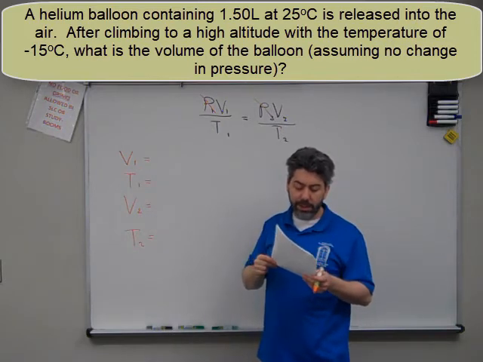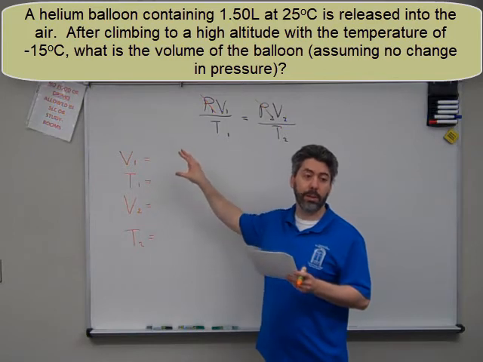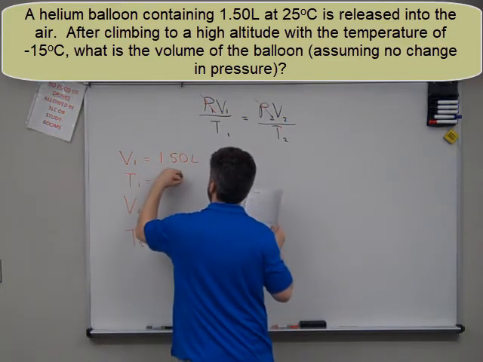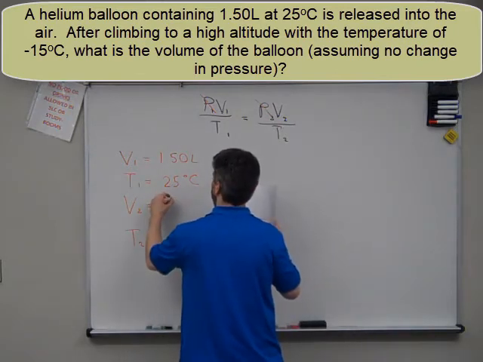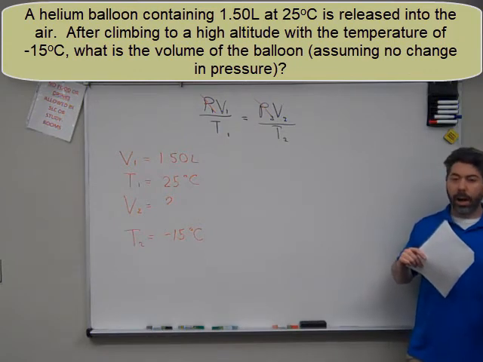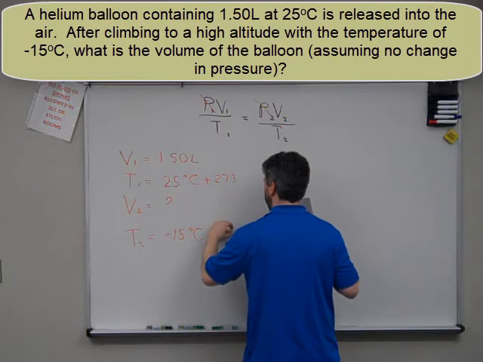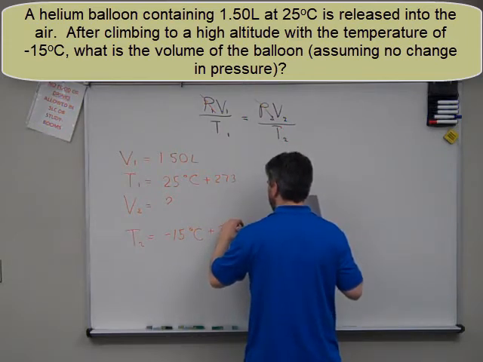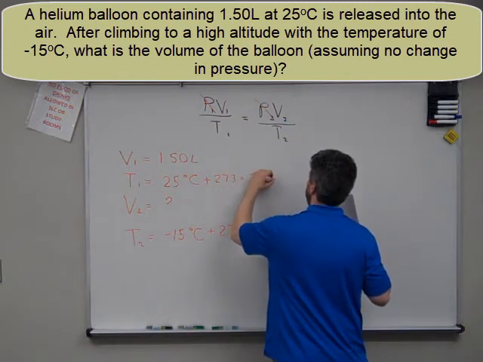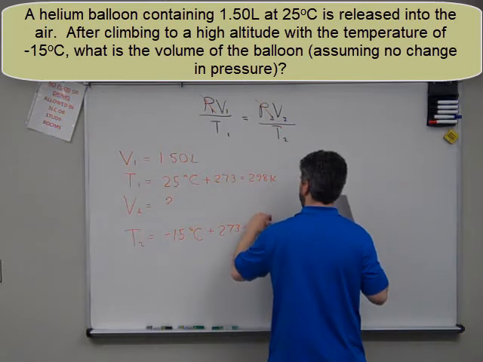So if I see it's 1.5 liters at 25 degrees Celsius, those must go together. I can make them V1 and T1, or I can make them V2 or T2, but I have to put them under the same number. So I'll make them V1 and T1. 1.5 liters is the initial volume, and the temperature is 25 degrees Celsius. V2 is what I'm looking for. It says, what is the volume of the balloon? And negative 15 degrees Celsius is the second temperature. Now, because I need to put it in Kelvin, I'm going to go ahead and add 273 to each of these temperatures. And that's going to give me 298 and 258.